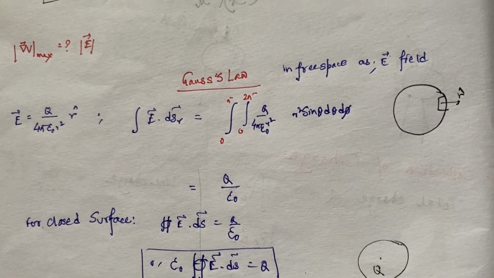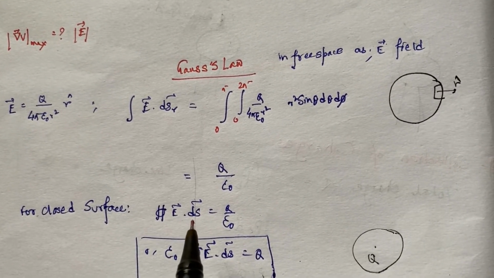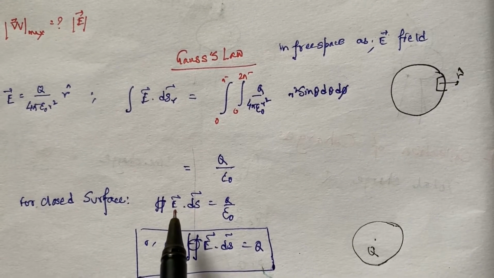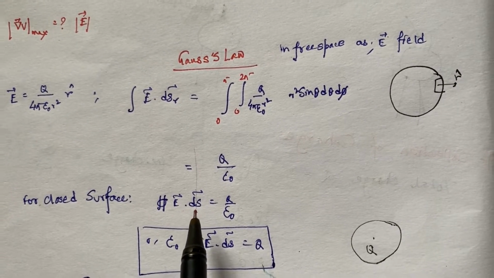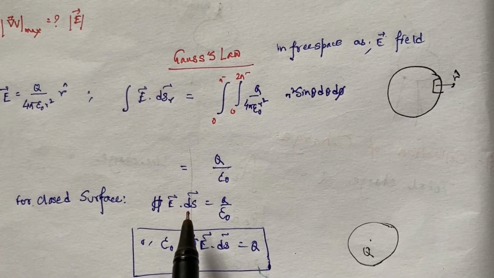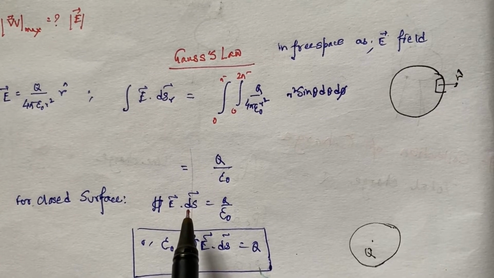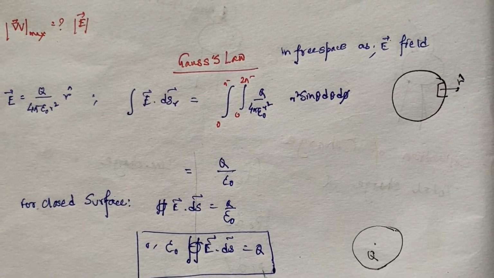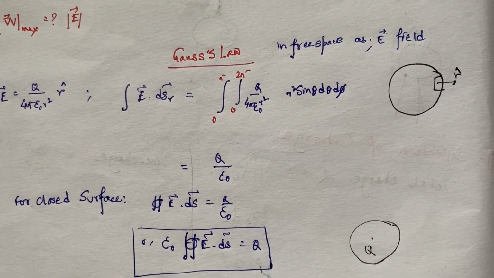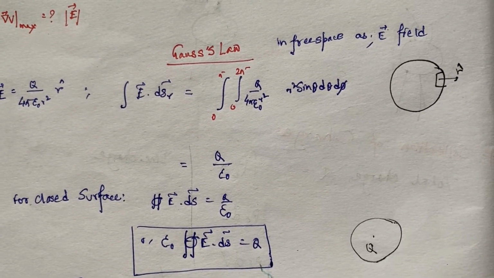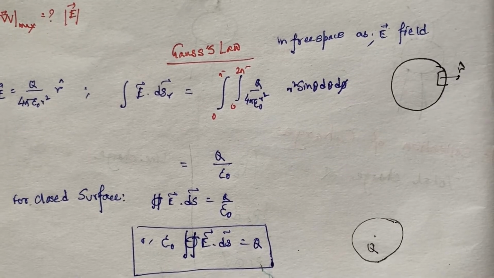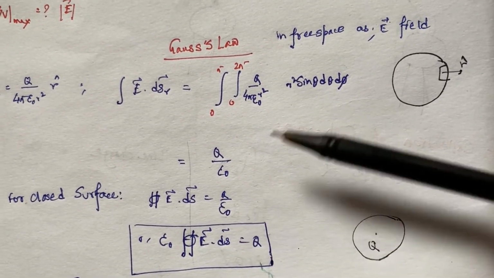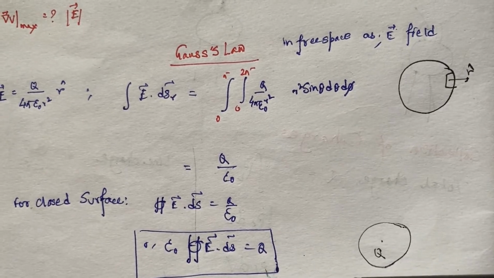Now, if we want to have a closed surface and we want to find out the integration of the electric field for that surface, this can be any surface. It could be a cylindrical surface. It could be any general surface. It need not be a spherical surface. Here I have taken the spherical surface. That's okay, but it could be a cylindrical or any other kind of surface.